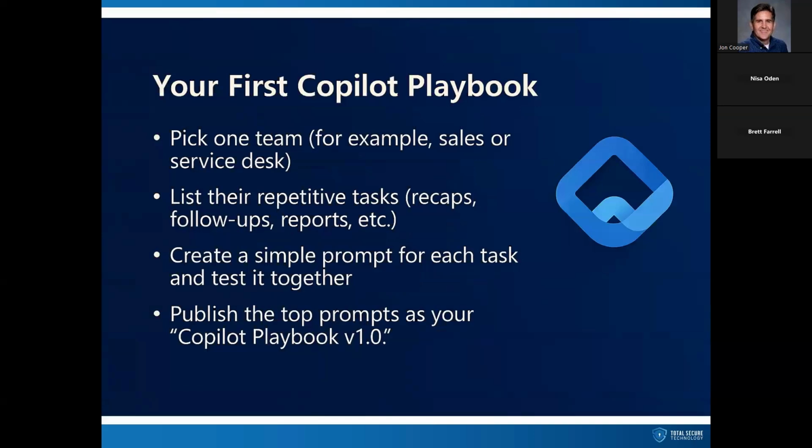So let me give you a simple way to get started with Copilot playbooks. You pick one team. We're not going to boil the ocean, okay? Maybe it's your sales team. So the first step is to pick a team. The second step is to list their repetitive tasks, things like meeting recaps, client follow-up emails, status reports. If we were talking about a different department, it might be ticket summaries or internal updates.